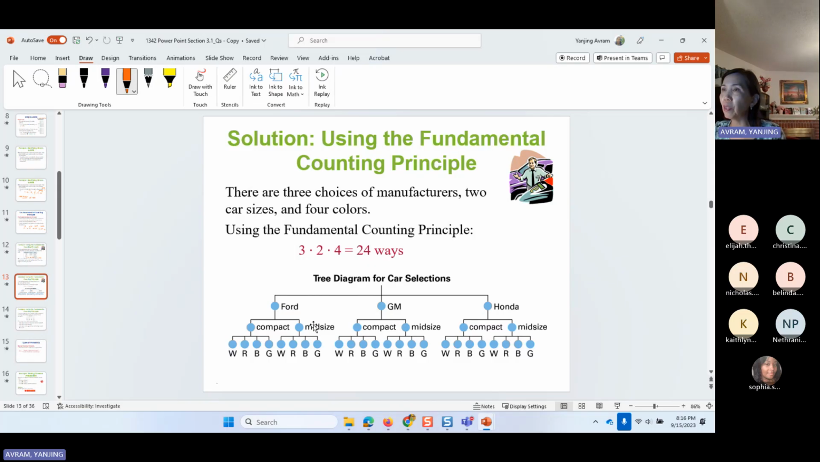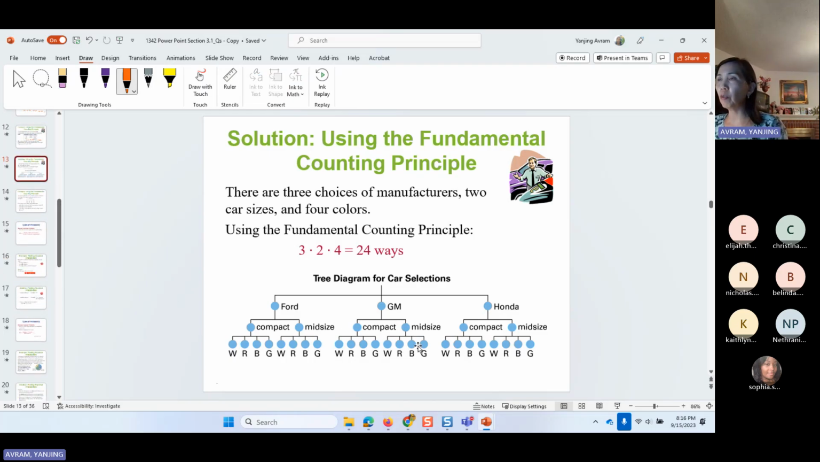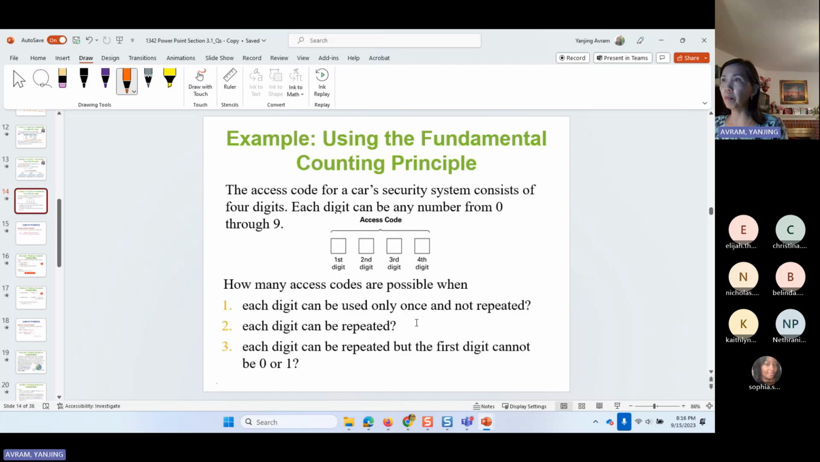This is the tree diagram. So you have the manufacturer, 3 manufacturers, and then you have a compact size, and then you have a different color. So you can tell this tree diagram is getting more and more complicated. All right. And sometimes when there are too many, it's kind of hard to draw, for like more than 24 ways. Okay. So using the multiplication principle, we can always do it that way. Okay. You can count them easily without drawing the tree.